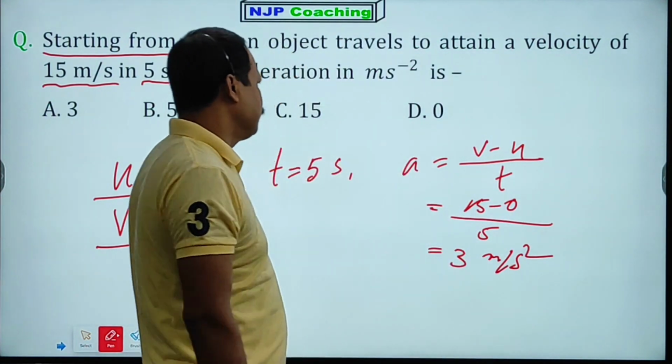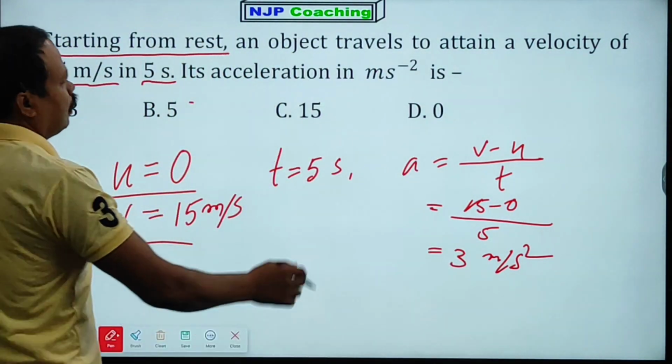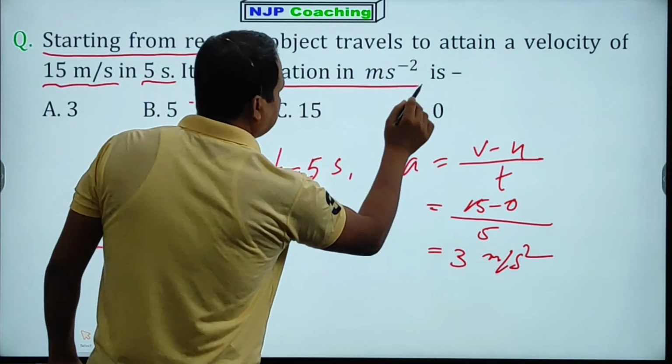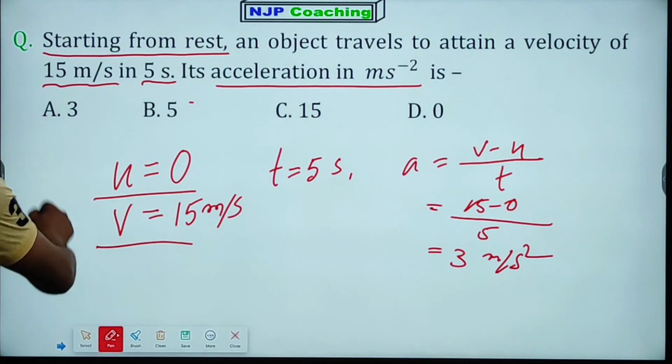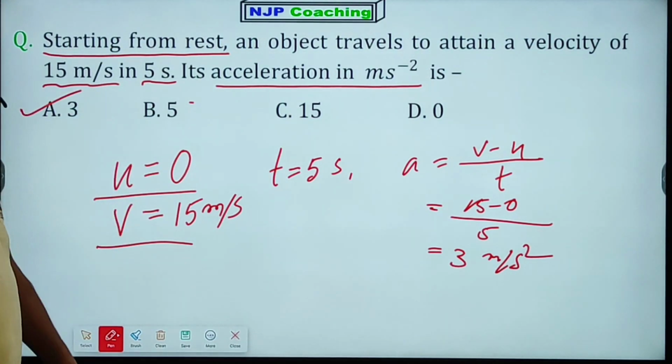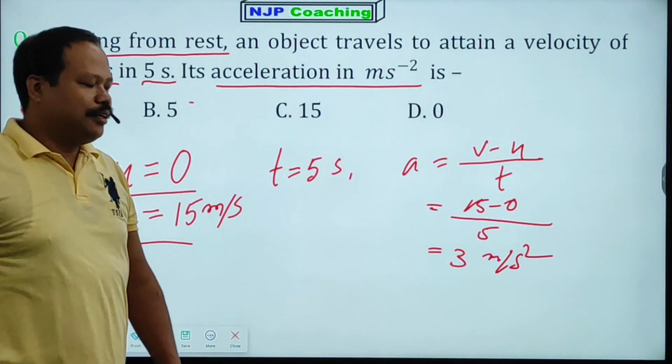This is the unit of acceleration, SI unit of acceleration. And here it is mentioned acceleration in meter per second square. That is 3. First option. Option A, 3.